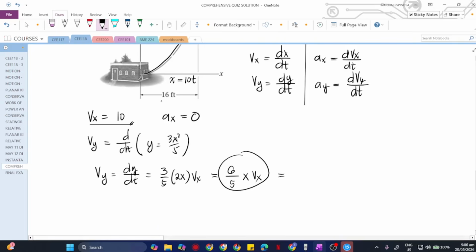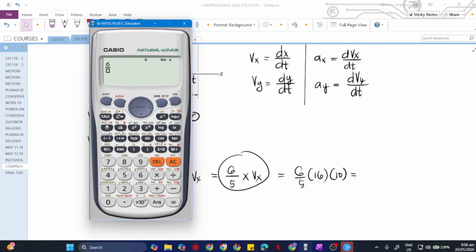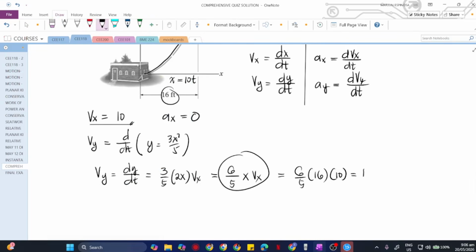So plug in lang natin yung mga values na meron tayo. 6 over 5, yung x natin is 16 feet, and yung vx natin na nakuha kanina is 10. Okay? So yung sagot dito would be equivalent to 6 over 5 times 16 times 10. Yung sagot dyan is 192, and that is feet per second. Okay? Ito pala class is feet per second din to.